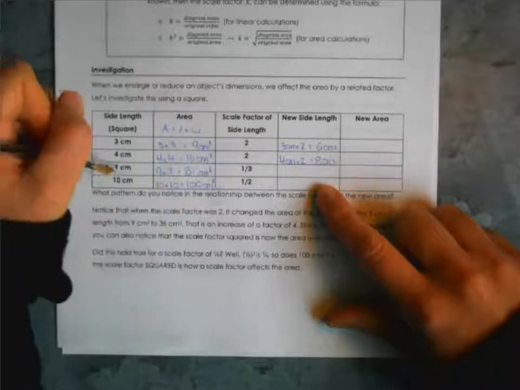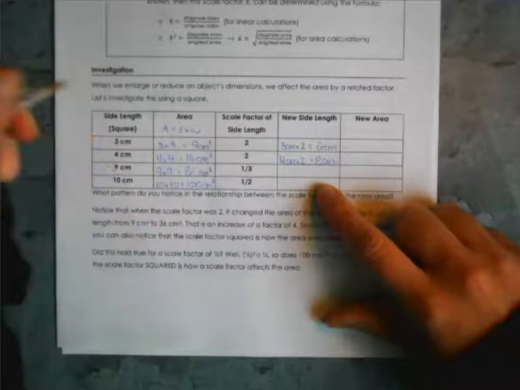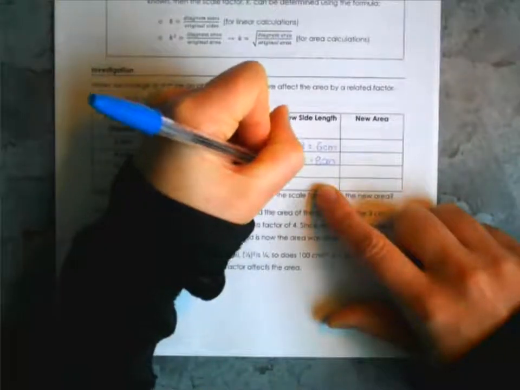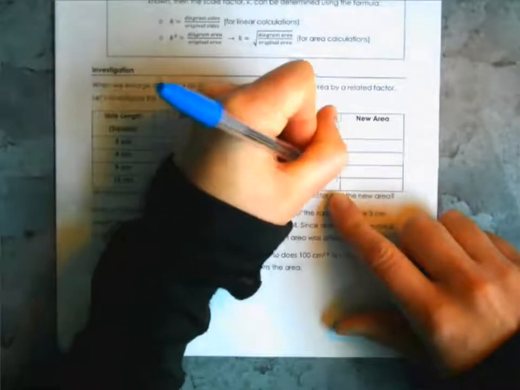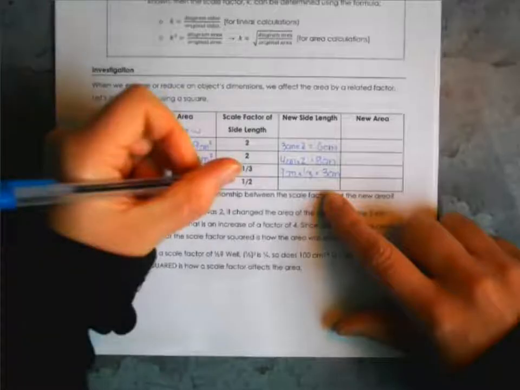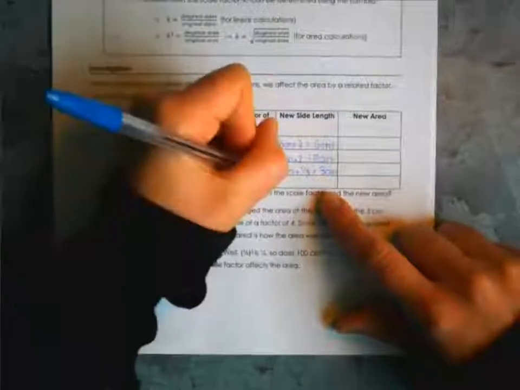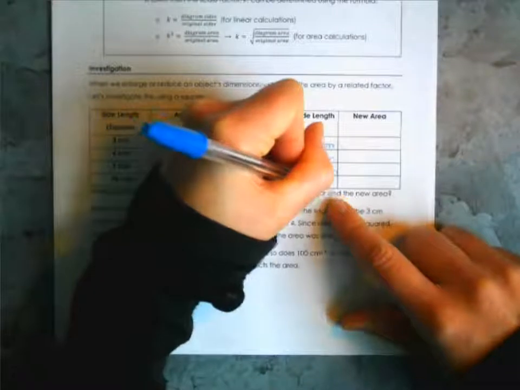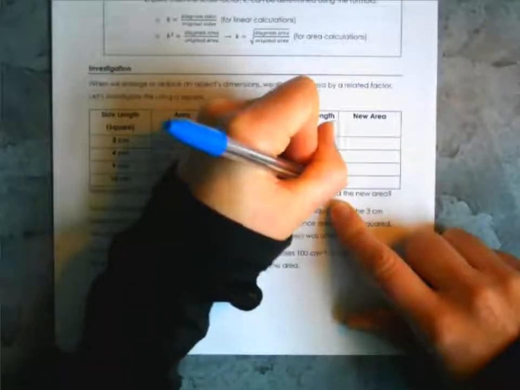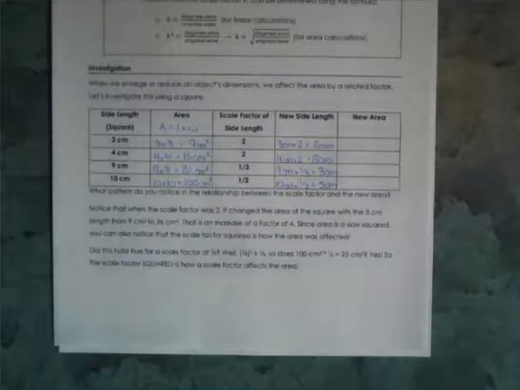Now, for the 9 centimeter square, if we have a scale factor of a third, keep in mind that means we're either doing 9 times a third, or you can think of it as 9 divided by 3. So 9 centimeters times 1/3 is going to give us a side length of 3 centimeters. And last of all, we have 10 centimeters times 1/2, or divided by 2, whichever you're more comfortable with, and that leaves us with a side length of 5 centimeters. All of that is pretty straightforward and basic math.